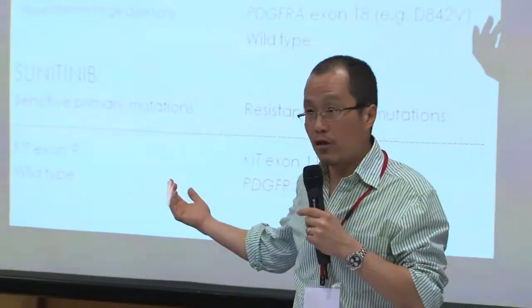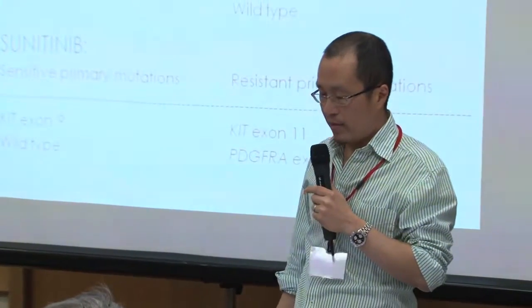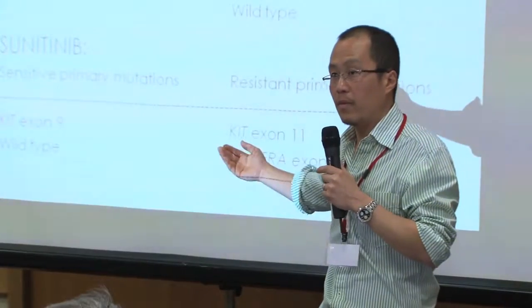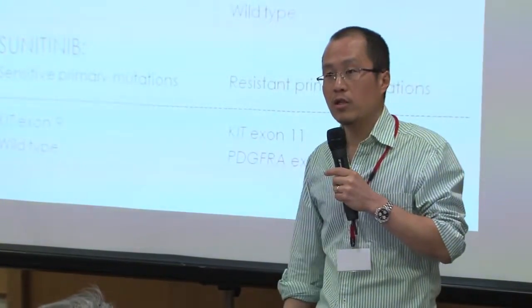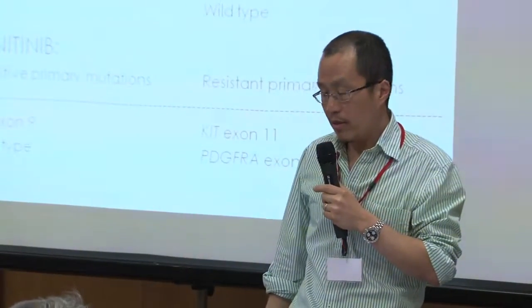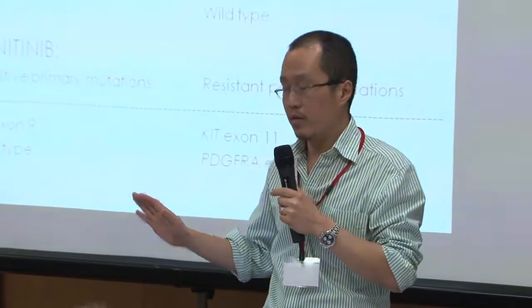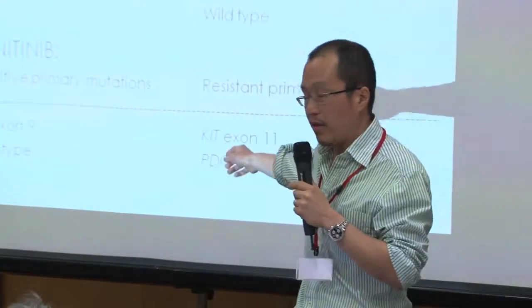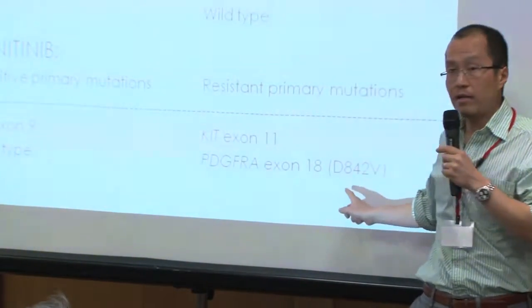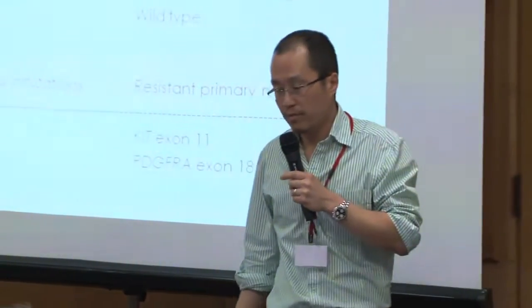I've talked about exon 9 mutants and dose escalation. And then there's sunitinib, which data suggests tends to work better on exon 9 mutants and wild-type GISTs. These are not absolutes, these are relatives, I should add at this point. But you'll notice that the D842 mutant again has been shown, unfortunately, to be relatively resistant to sunitinib.